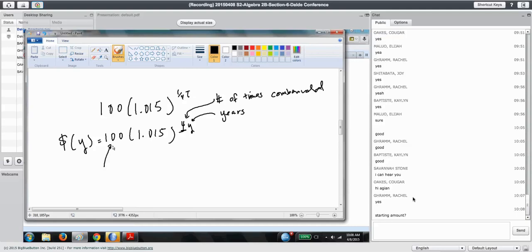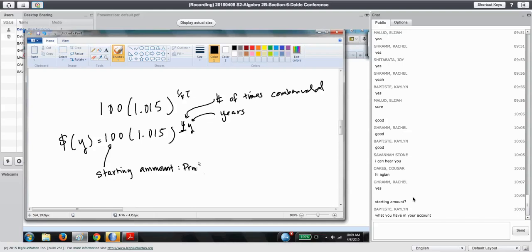The starting amount, exactly. I'm going to call that starting amount, and I have a very special name for it. I'm going to call that principal. That's how much you put in at the beginning. Cool?